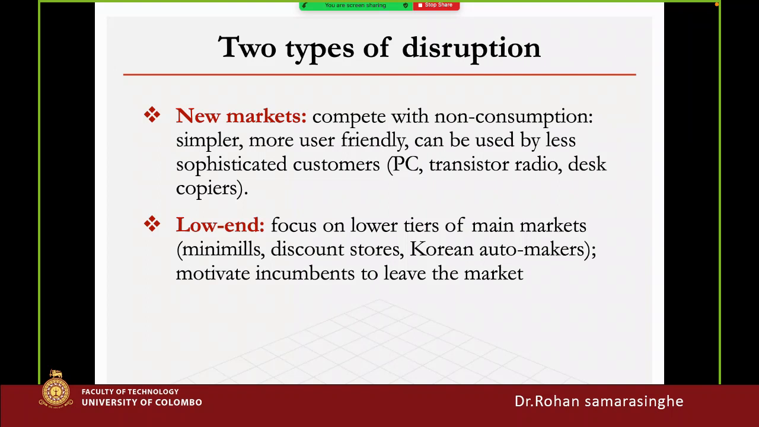But when you consider the branded products, if we get that branded product, we have to spend sometimes 200-300 thousand rupees, but within less than 100,000 rupees we could assemble the computer. The low end means the focus on the lower tiers of the main market, and normally we can find this in the discounted shops.